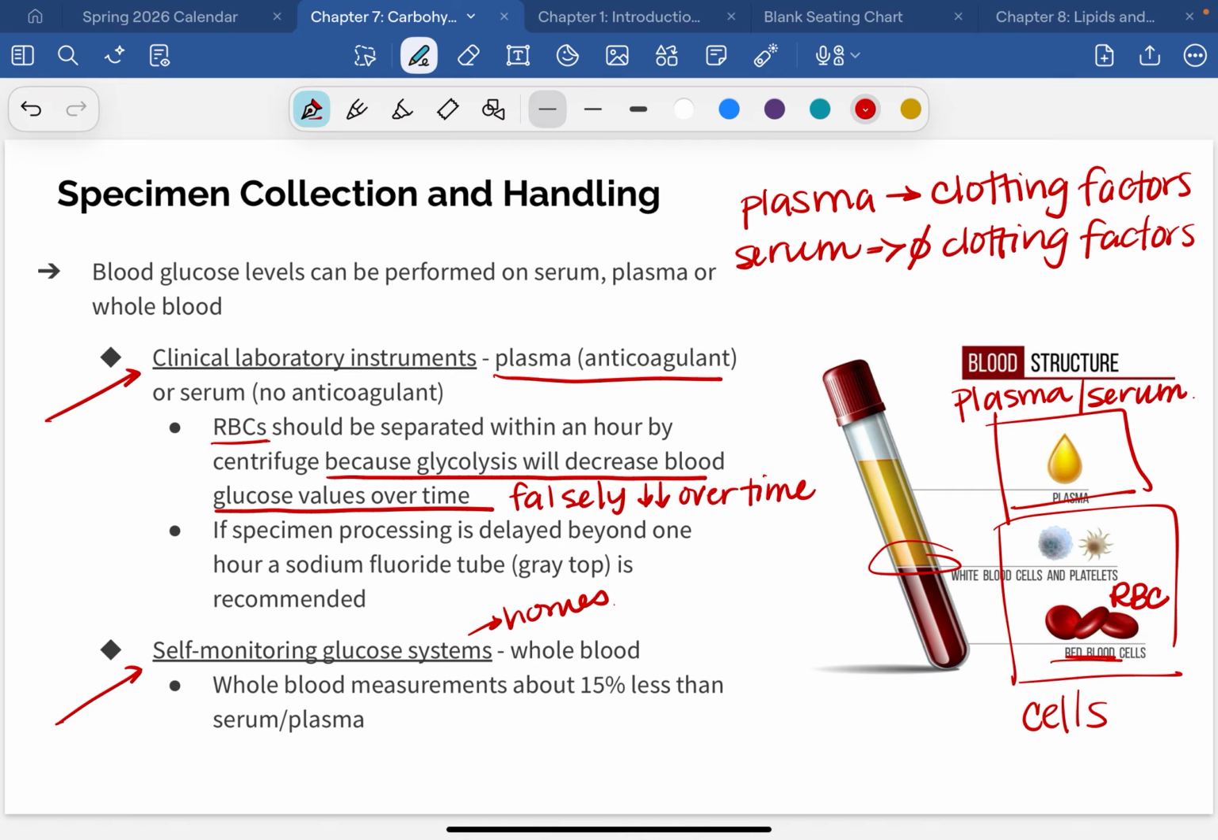So if testing is going to be delayed beyond an hour, one of two things needs to happen. If testing is completed within an hour, which is very common, like in large hospitals, specimens are typically collected, sent right down to the lab, and run within 20 minutes, half an hour. An hour is generous time.